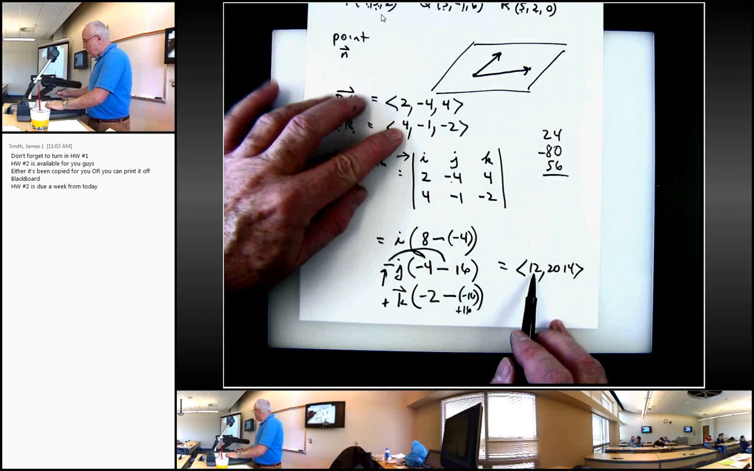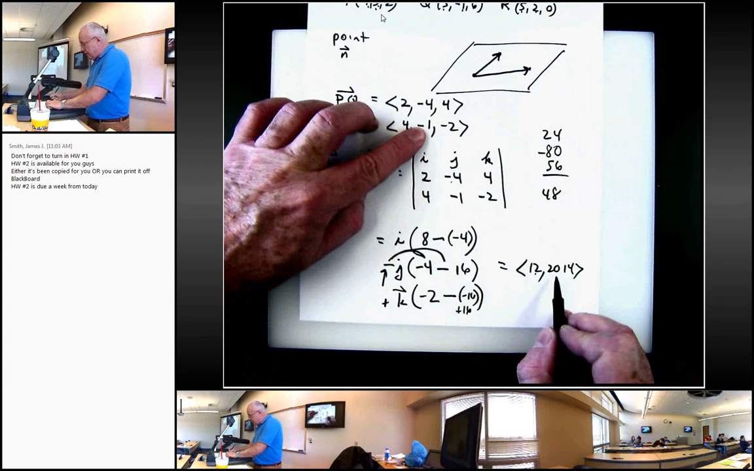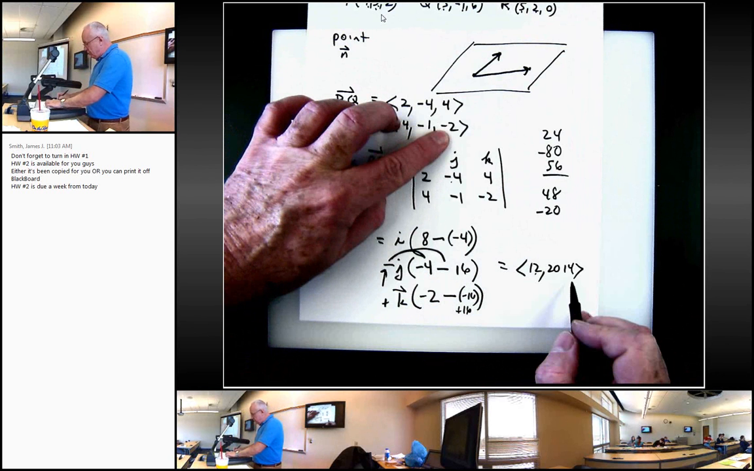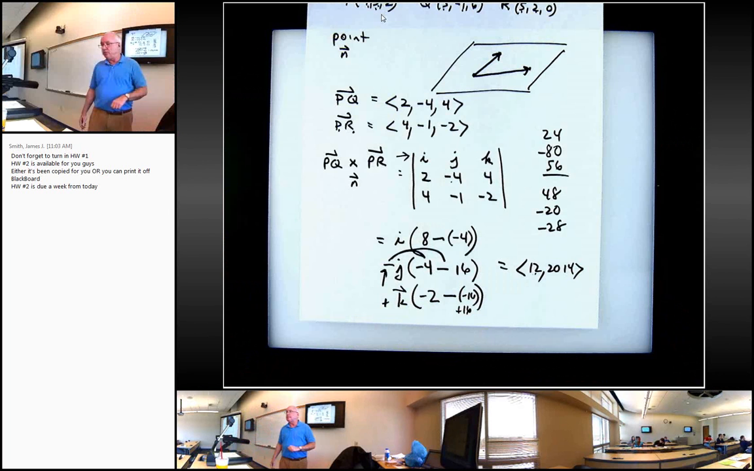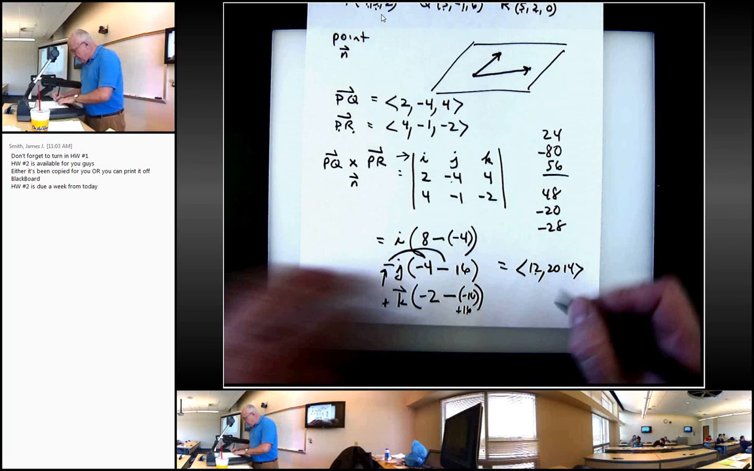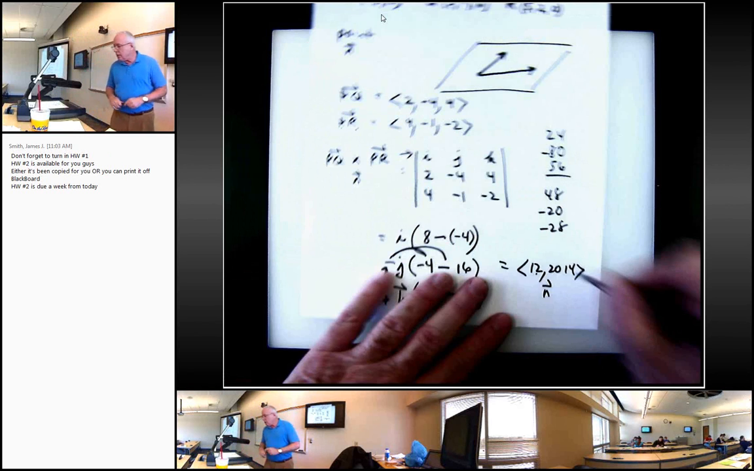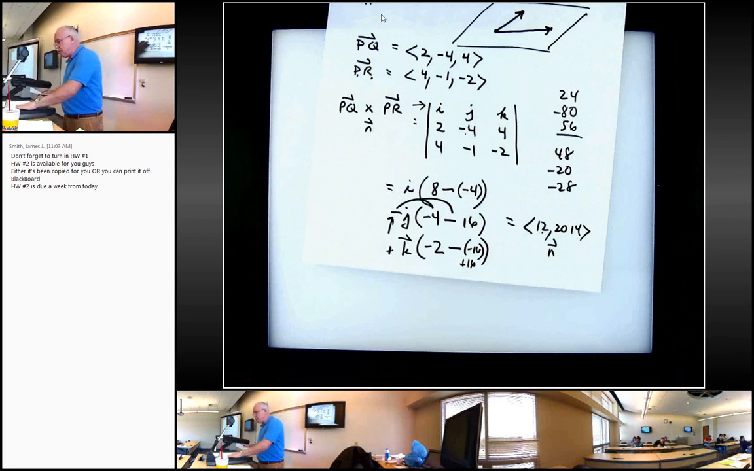Let's look at the second one. 4 times 12 is 48. Minus 1 times 20 is negative 20. Minus 2 times 14 is minus 28. And again, that adds up to 0. So we know we didn't mess up. All right, so here's our n right here. Now that's the big part of the work, getting the n in this particular problem.